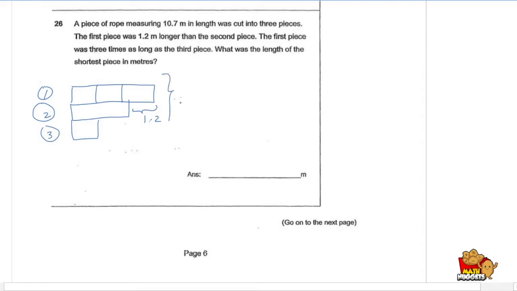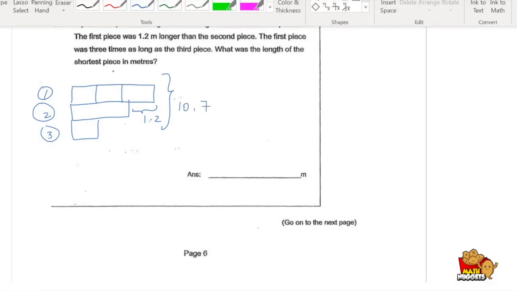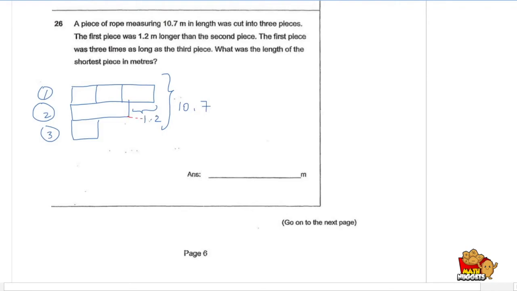We know the total is 10.7. So what I'm going to do here is, this is 1.2. I'm going to pretend that the 1.2 is there. So I'm going to add back 10.7, I add 1.2. I do that so that the second piece ends up being the same length as the first piece. So this is 11.9. So then if the second piece becomes the same as the first piece, the second piece will become 3 units.